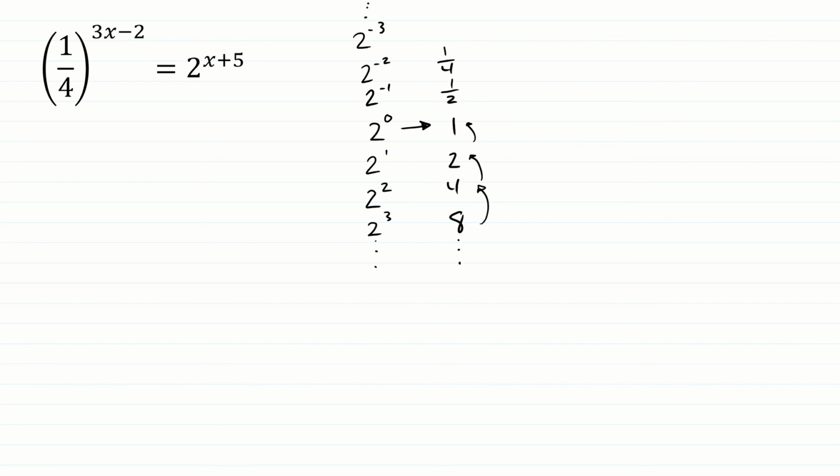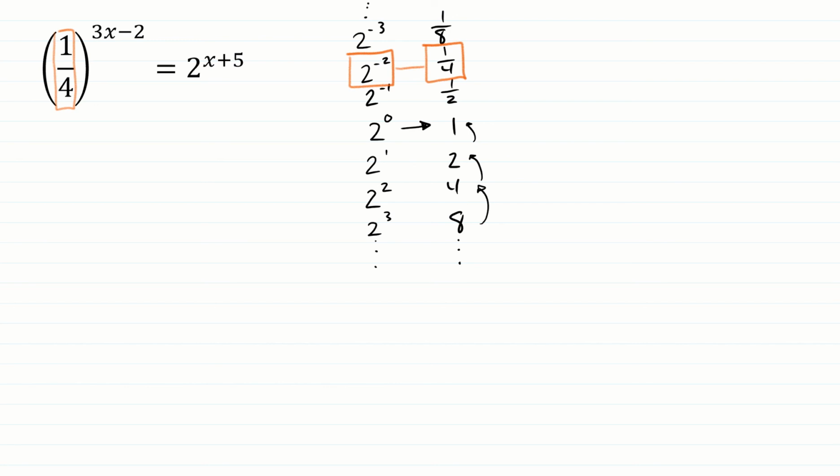2 to the negative 2 is 1/2 squared, which is 1/4, and this is 1/8. The reason why I like this is because I've just identified what I'm going to do. I have the number 1/4, and I know that I can rewrite the number 1/4 as 2 to the negative 2nd power. They're the same.